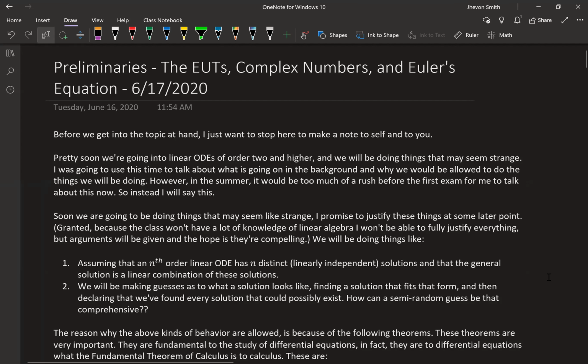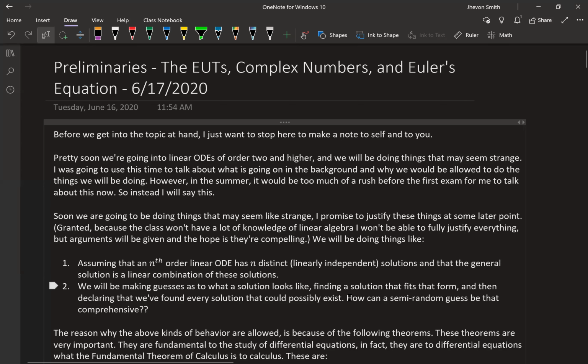Like my Calc 3 brain didn't make any sense of that, because you never really do anything like that in Calc 3. What do you mean guess? So it's like, pretend the solution looks like this and then it's going to work out. I'm like, okay. So I did it. It worked out. But it didn't sit well with me that I could just randomly guess this thing and that's the answer, really? So we're going to be doing things like that.